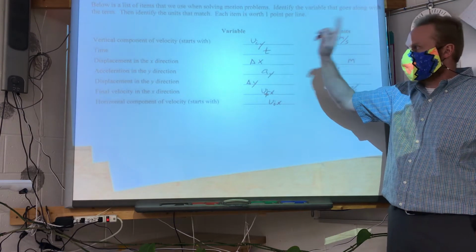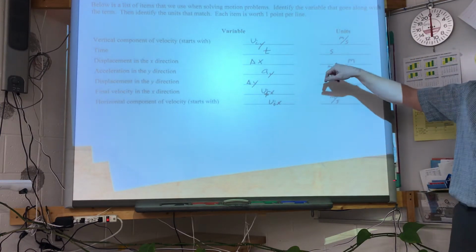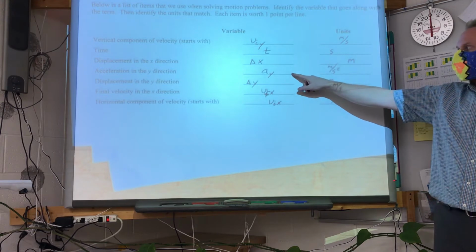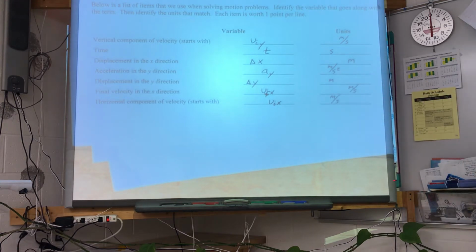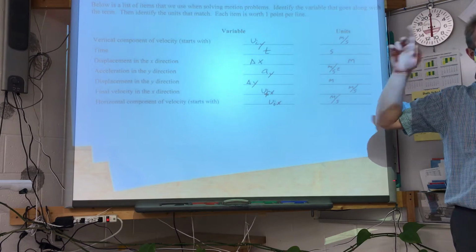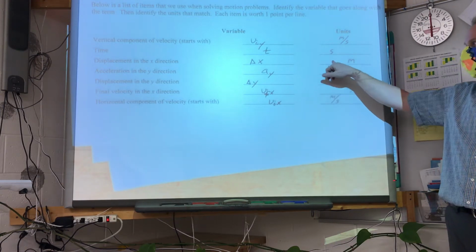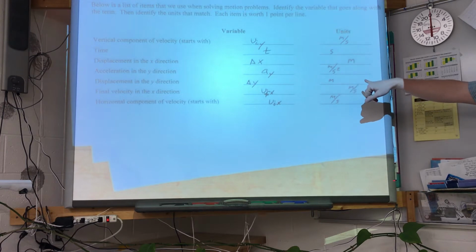Displacement in the x direction is your delta x. That'd be like, how far does it land away? That's measured in meters. Acceleration in the y direction is AY, which we measure in meters per second squared. Chances are really good it's going to be a projectile motion problem. If it's projectile motion, then your AY is negative g, which is negative 9.8 meters per second squared, 99% of the time. Displacement in the y direction, delta y, is measured in meters.